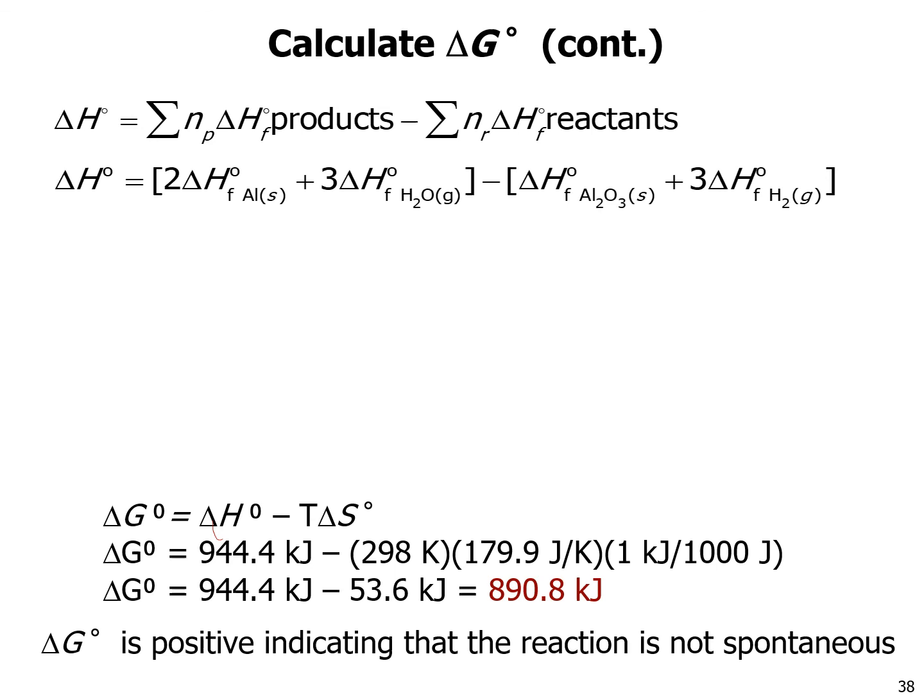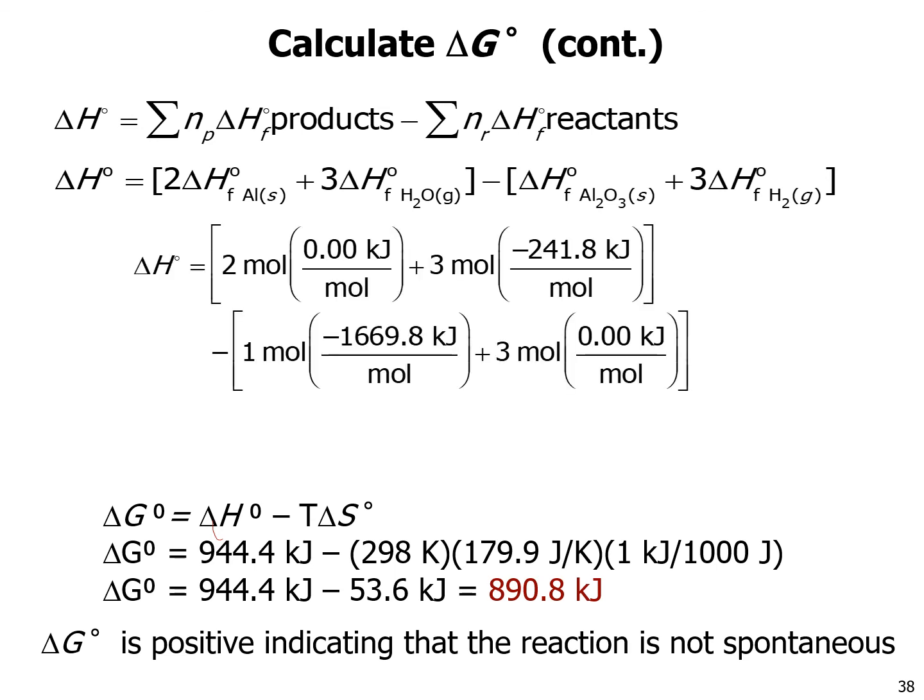Again, the same concept applies. Whatever exists in its elemental form has no ΔH°f. Why? Because they're not being formed, they just exist. So this value and this value are going to be 0. If you plug in your values, as the question tells you to, you will be able to calculate ΔH° for the reaction as 944.4 kilojoules.